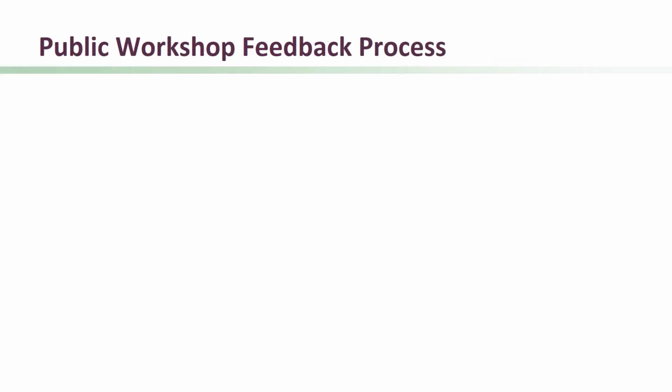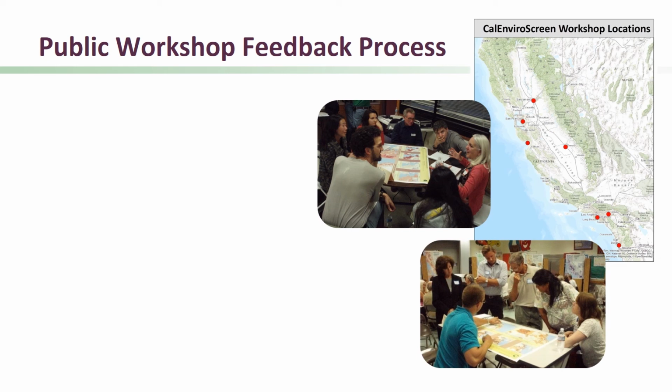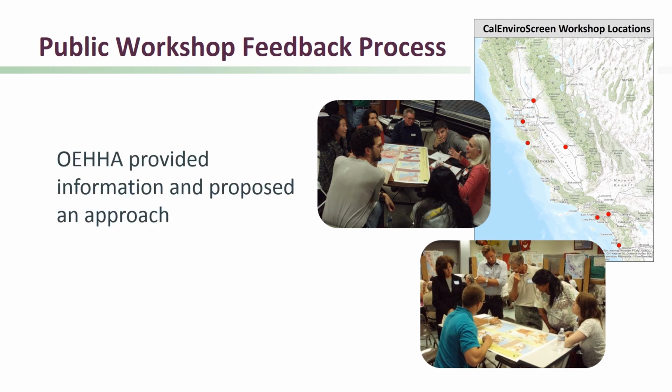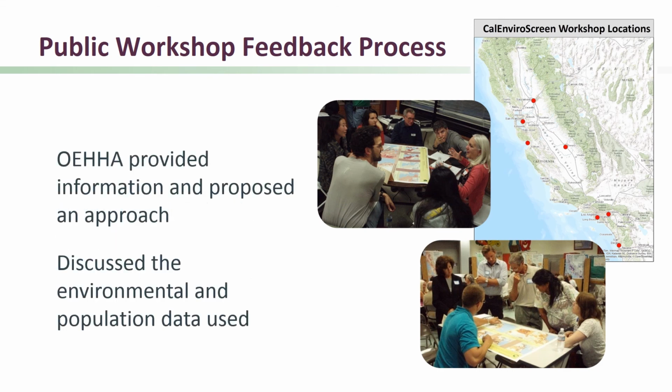For all versions, OEHHA conducted a robust public process for receiving external feedback and comments on the draft versions of the tool. OEHHA held numerous workshops across the state, many in communities facing multiple pollution burdens. At the workshops, OEHHA provided information on the proposed approach and the environmental and population data that were included. OEHHA gathered feedback from local residents and stakeholder groups. Many of the comments and feedback have been incorporated into changes made for all versions of the tool.